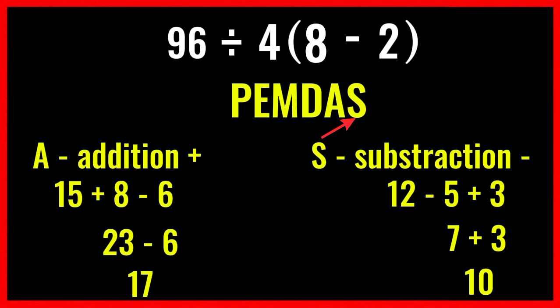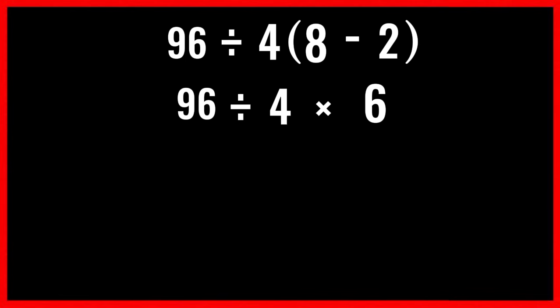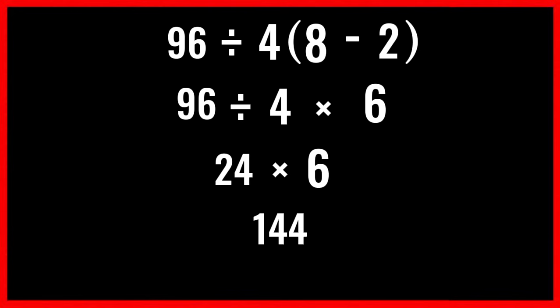Now, let's go back to our original question. 96 divided by 4 times the quantity 8 minus 2. First, solve the parentheses. 8 minus 2 equals 6. Now we have 96 divided by 4 times 6. Since multiplication and division have the same priority, we work from left to right. 96 divided by 4 equals 24. Then 24 multiplied by 6 equals 144. That is the correct answer.